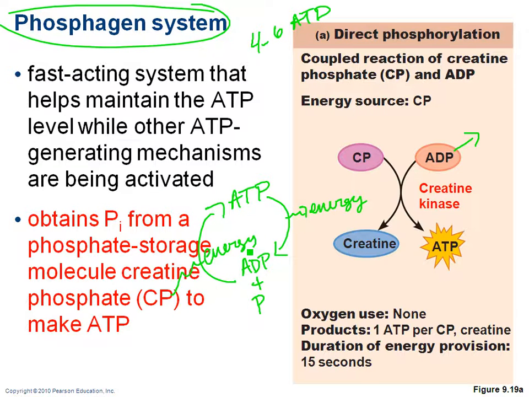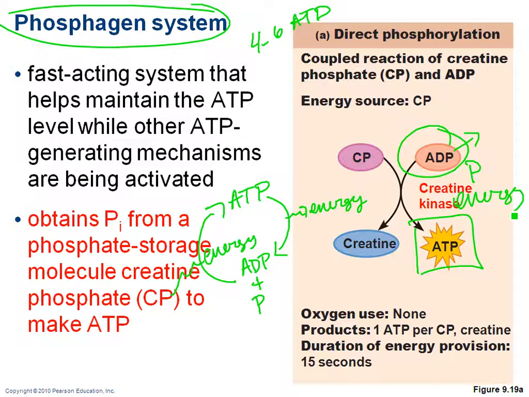So if I have a bunch of ADPs floating around, what do I need to make ATP? I need a phosphate and I also need energy. If I take adenosine diphosphate and a phosphate and energy and smush it all together, I get ATP.